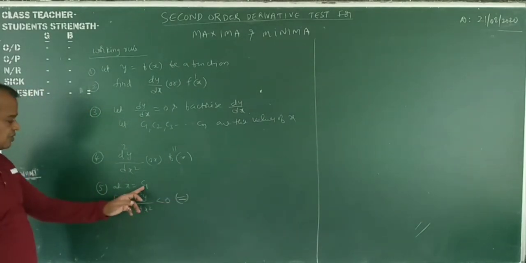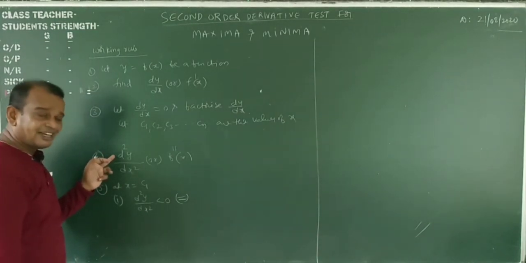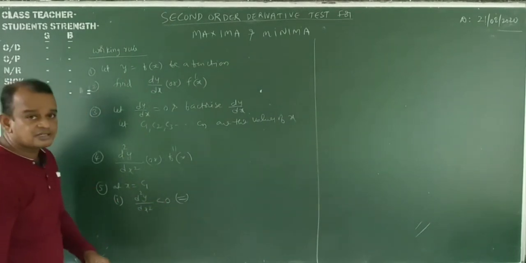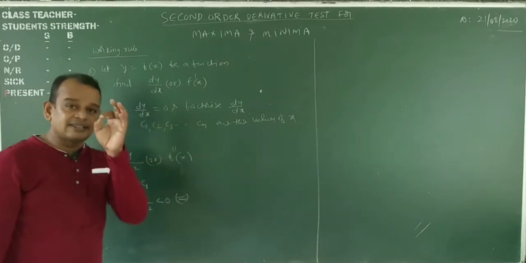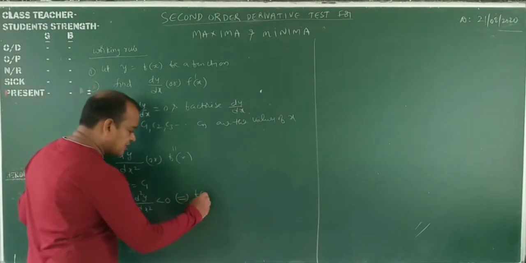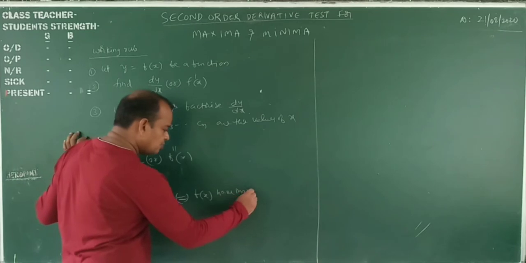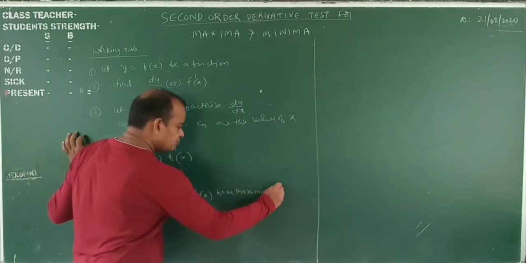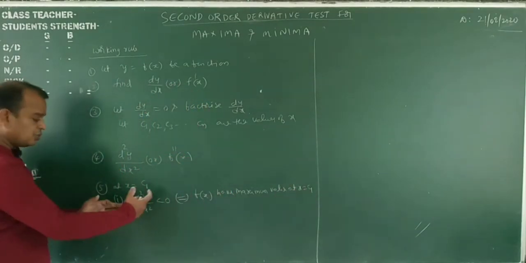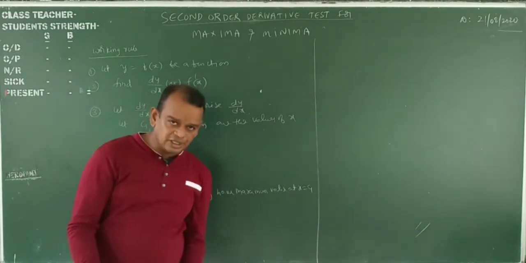Whenever you substitute the x value c1 in the second order derivative, suppose it is negative, it means the function f of x has a maximum at x is equal to c1. Therefore, f of x has a maximum value at x is equal to c1. Understood or not? Second order derivative is negative means the function has the maximum value.